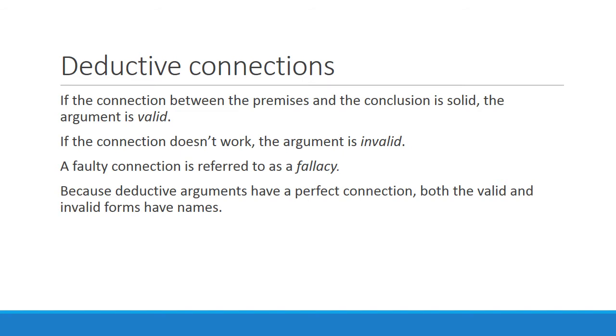Because the connection between premise and conclusion in a deductive argument is 100%, there's only a few ways to do it correctly. And so we've named them. They all have names. At the same time, there are problems you can have with any one of those named valid forms, and they also have names, and they are called the invalid forms or the fallacies. There's a number of these, and we are only going to learn 3.